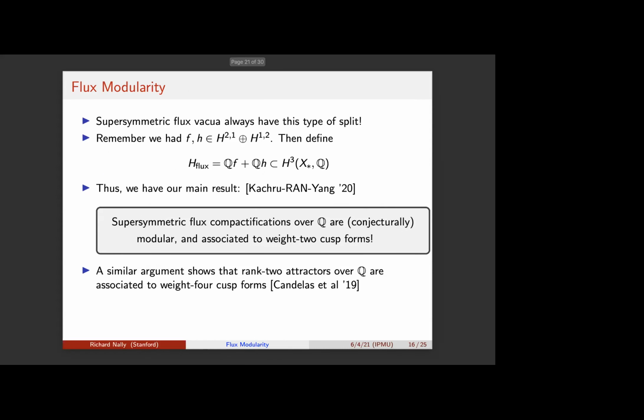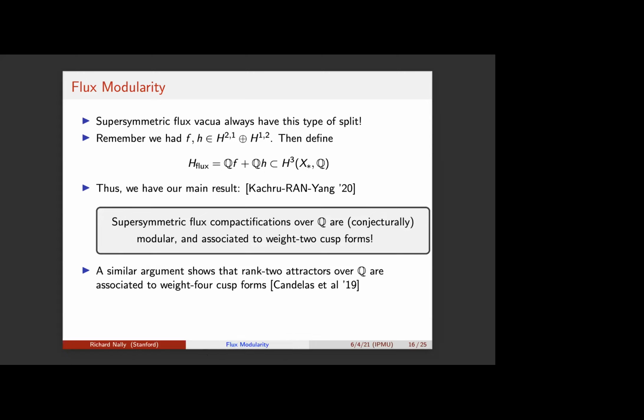And that's great, because as I told you, this always happens in supersymmetric flux compactifications. Our integral fluxes, F and H, are in (2,1) plus (1,2). So if you define the Q span of F and H, we call it H flux, you have a 2-dimensional subspace of H^3(X, Q).